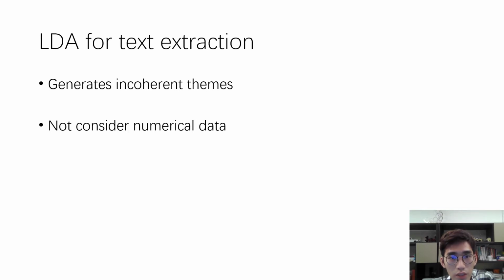LDA is used to extract social media's text features. The goal of LDA is to reduce the initial information of the instances of individuals to a small interpretable space while maintaining the necessary statistical dependencies to facilitate the validity of the processed data. However, LDA usually generates incoherent themes and does not consider numerical data.